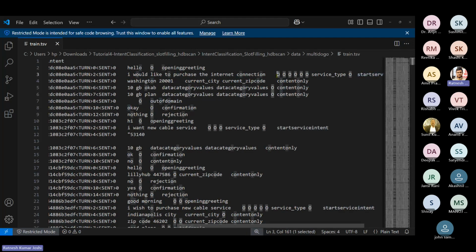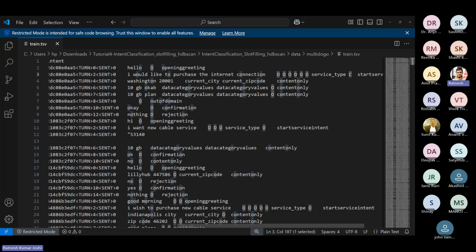First value is 0, which means I is useless to us. Second value is also 0. Would is also useless to us. Like is also useless. To, purchase, and the are also useless. Internet is important information and corresponds to the information type of service type. Right. And again, connection is also useless.